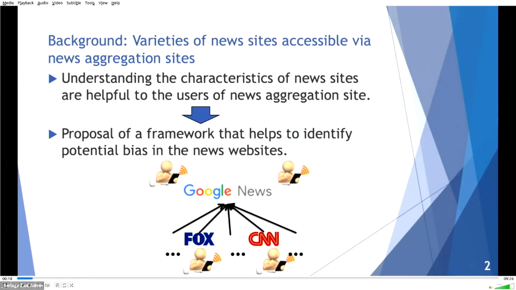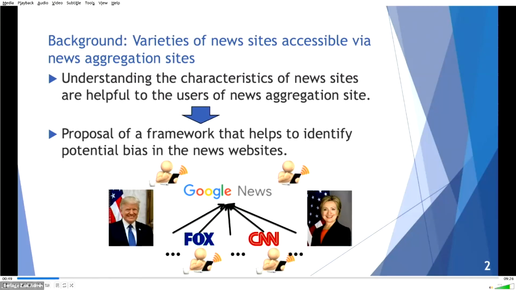Recently, we can access a variety of news sites via news aggregation sites. As a result, we can read news articles from news sites that are not well known. However, since each news site has its own characteristics for reporting news, it is preferable to understand those characteristics for appropriate understanding of the contents. For this task, we have proposed a framework that helps to identify potential bias in news websites.